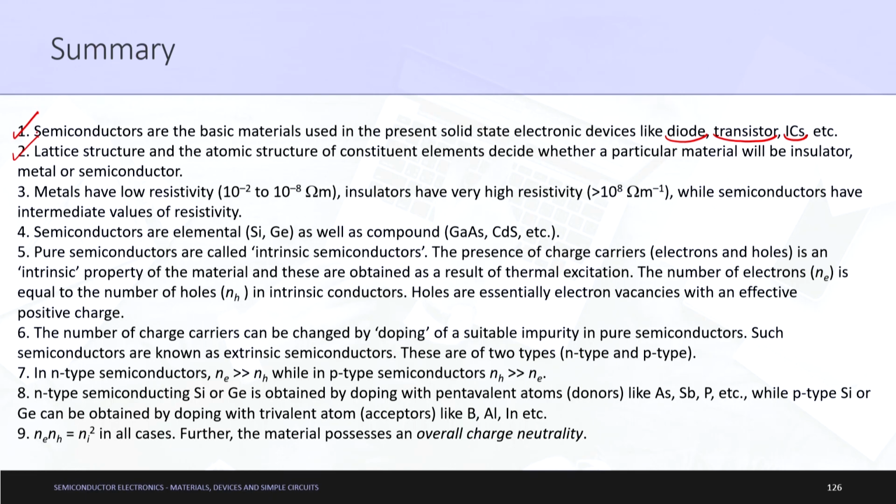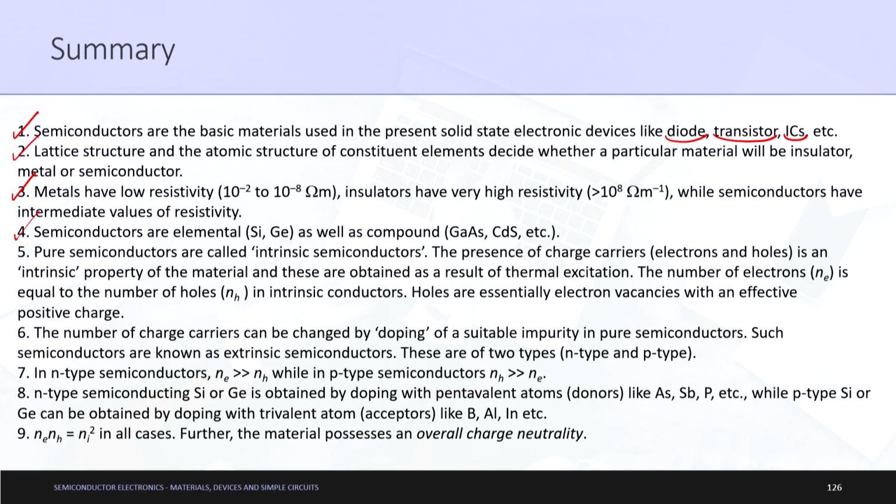Lattice structures and the atomic structure of constituent elements decide whether a particular material will be insulator, metal or semiconductor. So, we understood the band theory of solids, the conduction band and the valence band. Depending upon that scenario, we can understand whether the material will be an insulator, a conductor or a semiconductor. Metals have low resistivity, insulators have very high resistivity, while semiconductors have intermediate value of resistivity, and that is how it got its name.